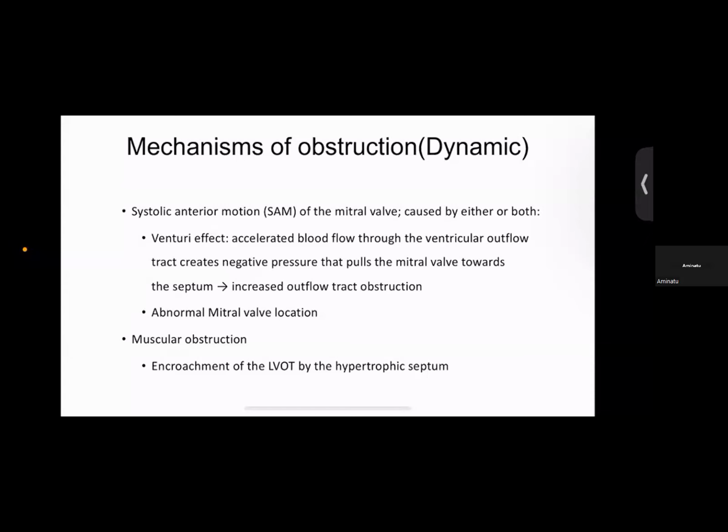Then there is abnormal mitral valve location. So these two are causes of one of the mechanisms of obstruction in HCM. There's also the muscular obstruction, whereby there is encroachment of the left ventricular outflow tract by the hypertrophic septum.